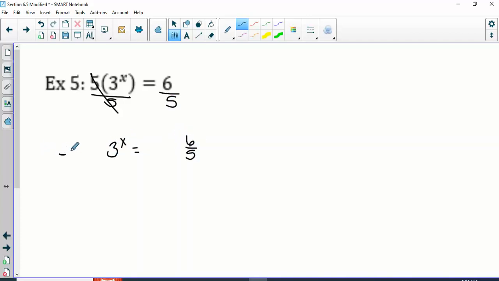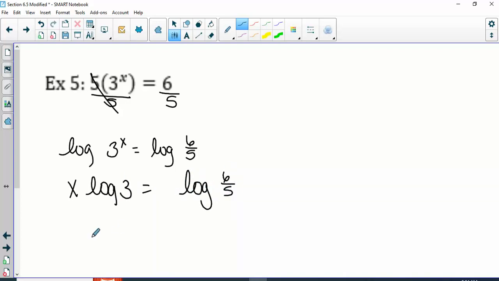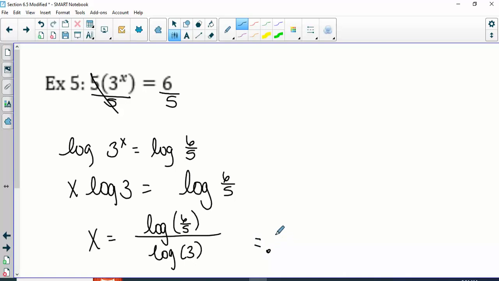So then we can add a log to each side. Properties of logs, the x comes down. So you have the log of 6/5 divided by the log of 3. And if we do that, we get 0.1660.